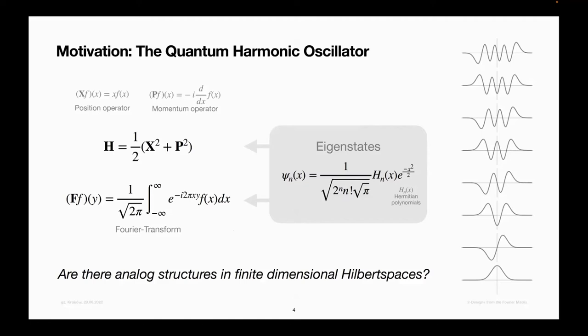And another question: are there analogous structures in finite dimensional Hilbert spaces? This is a question a lot of people ask; a lot of papers exist about it.